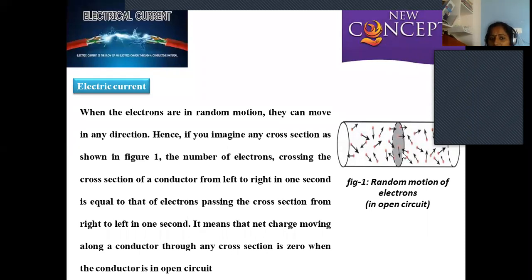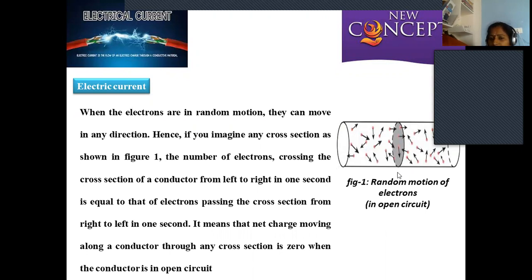Right? So here, this is called the cross-sectional area. As shown in this figure, you can observe this is called a cross section. We are going to bisect this entire metal into two equal halves by this hypothetical line. The number of electrons crossing the cross section of the conductor from left to right in 1 second is equal to the electrons passing through the cross section from left to right in 1 second, right?